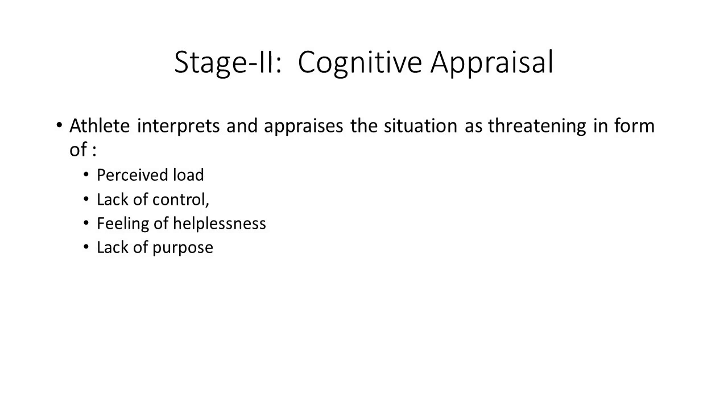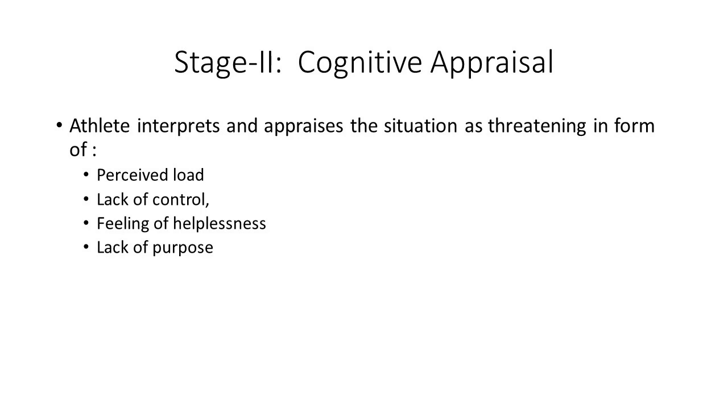And the moment stage 1 happens, the moment we do not take care of helping athletes meet the situational demands, or when the situational demands or the training demands overpower the athlete's potential, the threatening situation arises. This is stage 2, cognitive appraisal, wherein athletes really start feeling helpless, lacking the purpose of the activity, losing control over the system, and surely there is a decrease in the self-belief that he or she can do it.